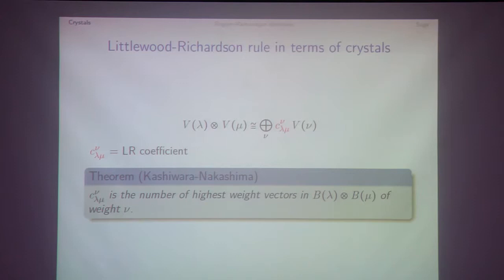This tensor product rule is not symmetric, right? Yes, the order matters. Here the order matters, but the number is independent of it. Yes, but the rule depends on it. And actually, there's a Kashiwara convention and an anti-Kashiwara convention, depending on which one you use.